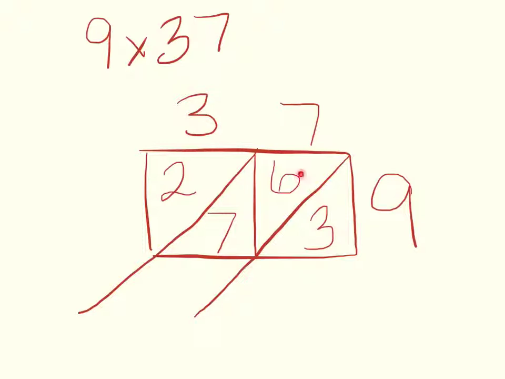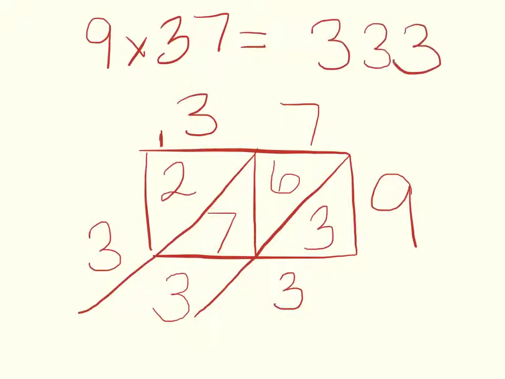And when we add going down the lattice pieces, what is 3 plus nothing? 3. 6 and 7 is the same as 13. So we're going to place our 3 on the bottom. Bring our 1 up to the top. And what's 1 plus 2? 3. So now we can look back at our answer and say 9 times 37, or 9 groups of 37, is the same as 333.